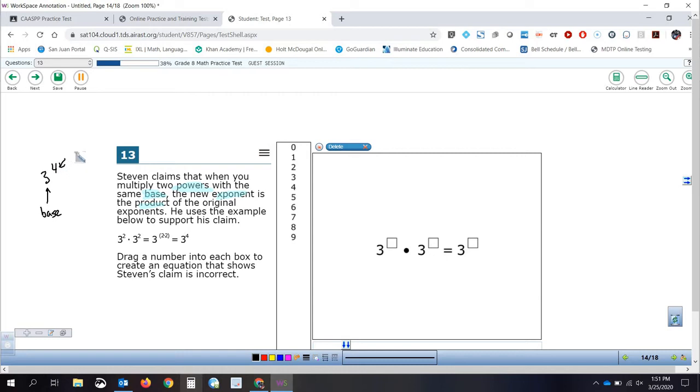We call 4 the exponent, and the entire thing together is called a power. So even though we often say 3 to the 4th power, we're going to refer to the 4 as the exponent and the entire thing as a power. So we are finding the product. When you multiply, you're finding the product. So we are multiplying these together.